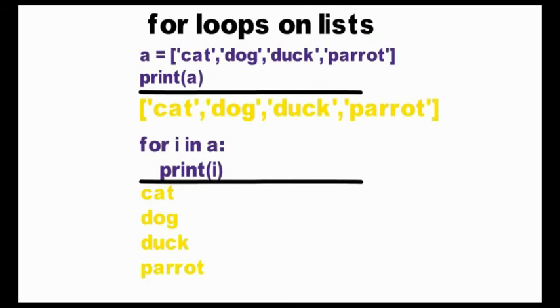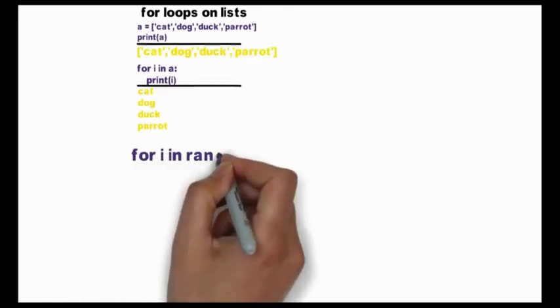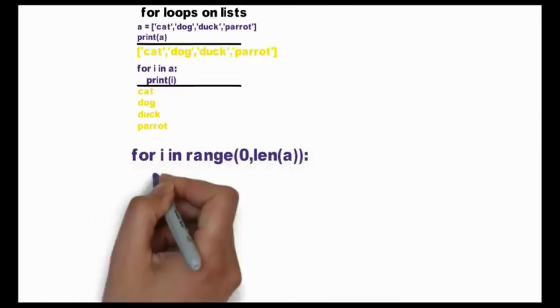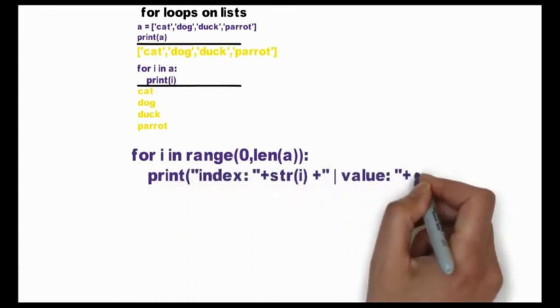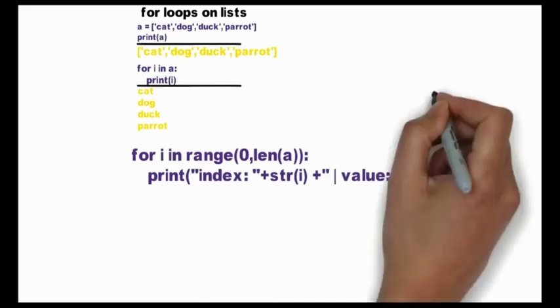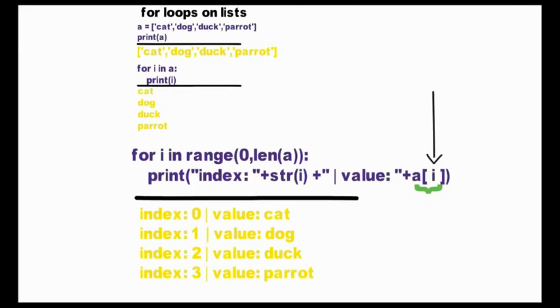The second method is to loop through the index of our list. So we can write for i in range 0, length of A, print index and value. Once you have the index i, you can get the value at that index using A[i].